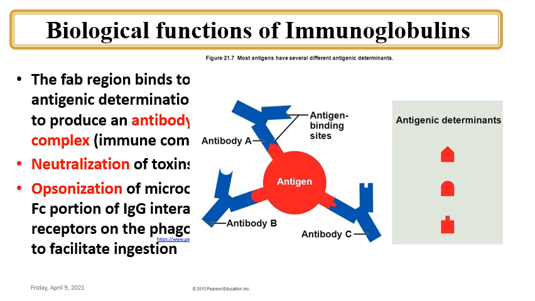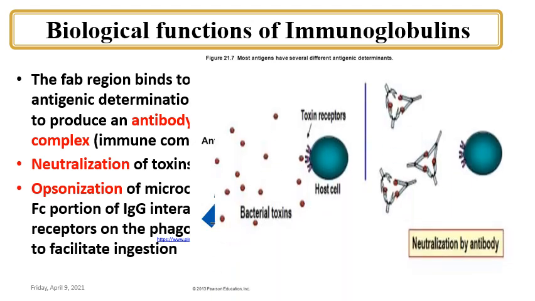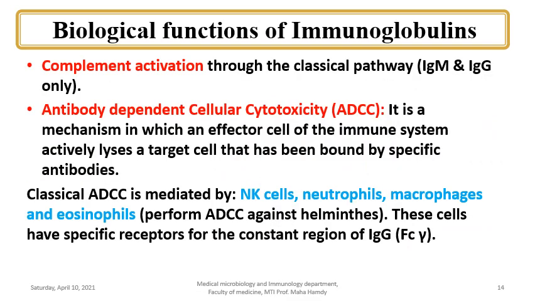This is the antigen which has different epitopes A, B, and C, which will be suitable for different antibodies, antibody A, antibody B, antibody C, according to the specificity. And here is the neutralization of bacterial toxin or viruses. When you neutralize the virus by antibody, it will prevent its entry into cells. Complement activation through the classical pathway will be another way of complement-mediated lysis and destruction of the invading pathogen.